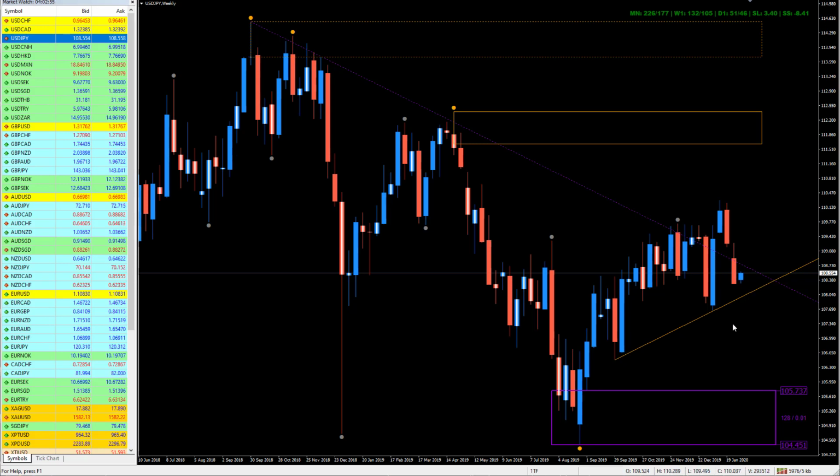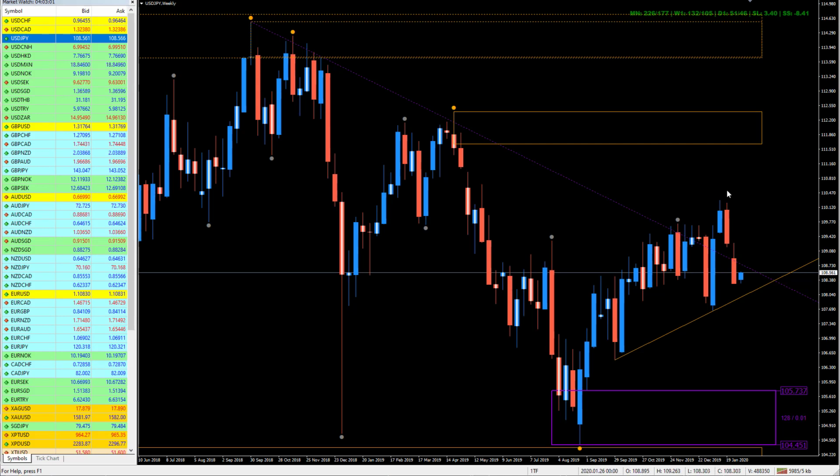But for the time being, price is still moving higher. Ideally, we want some more. We want these highs to be removed before we start buying, and we want this low to be taken out before we start selling. But it could go either way for the time being.